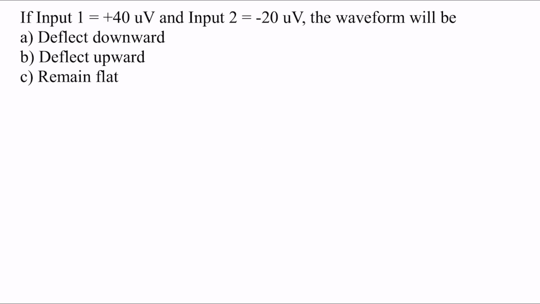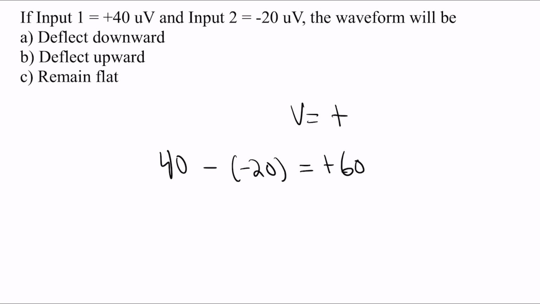If input 1 is equal to positive 40 microvolts and input 2 is equal to negative 20 microvolts, the waveform will be blank. Again, go ahead and pause the video and try to work this one out on your own. So electrode 1 minus electrode 2: we get 40 microvolts subtract negative 20 microvolts, which is equal to positive 60 microvolts. If voltage is positive, then we know that we will have a downward deflection.